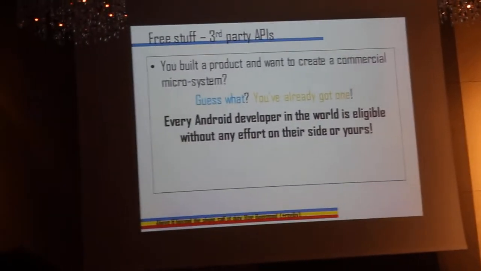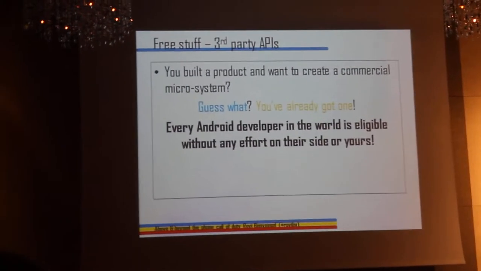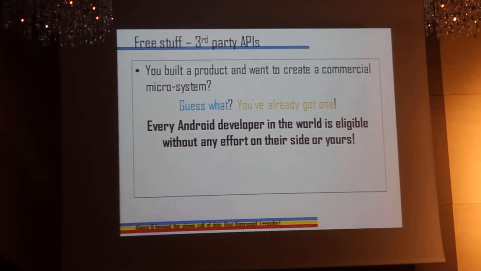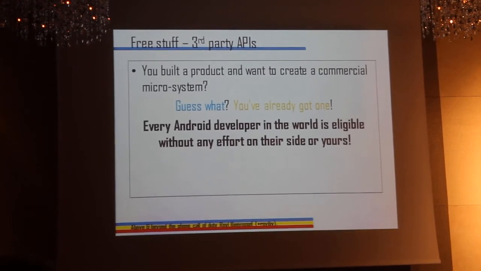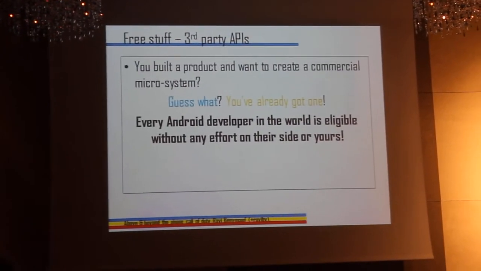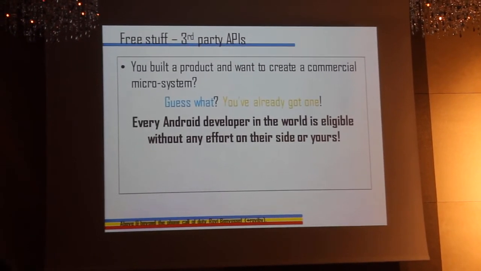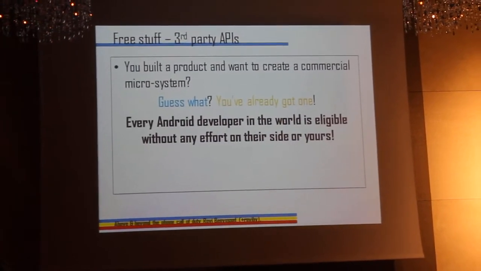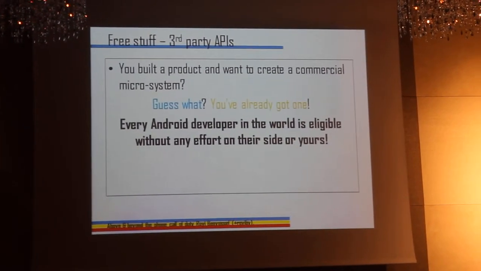Now, most companies and products wish they had a third-party API. They're building a third-party API, and then they try to get developers to use it. Well, guess what? If you're building an Android device, you already have a third-party API. It's called Android. So if a Chinese developer created an APK application for Huawei mobile phones, perhaps it could fit on your device.